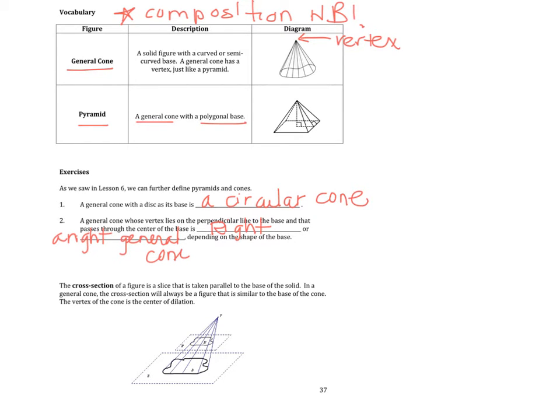The cross-section of a figure is a slice that is taken parallel to the base of the solid. In a general cone, the cross-section will always be a figure that is similar to the base of the cone. The vertex of the cone is the center of dilation. So we definitely want to know the property that we have similar figures. When we have cross-sections, we have parallelism. It's parallel to the base. And of course, the vertex of the cone is the center of dilation. Transfer this to your composition notebooks.